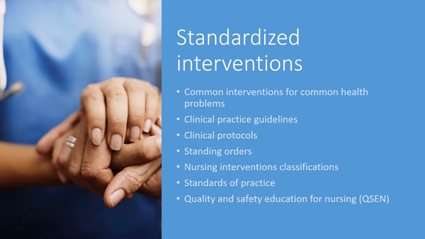Many times we have standardized interventions, and those are common interventions for common health problems. Just as an example, if somebody is acutely short of breath, then the first thing that I want to do is get them in a better position to breathe. Elevate their head of the bed, sit them at the bedside. I might have them cough and deep breathe. I might use an incentive spirometer, and those are common interventions.